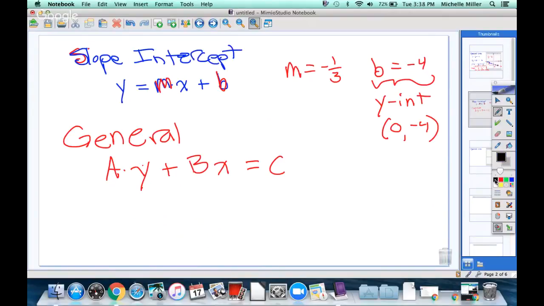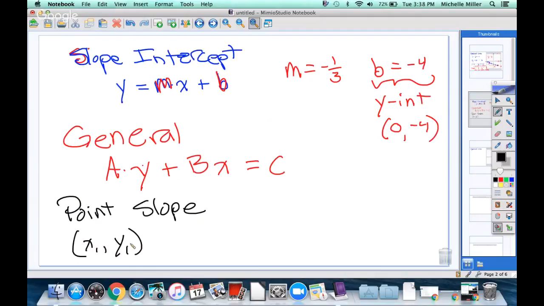The last one I listed was called the point-slope form. And what that is, given a point, (x1, y1), and the slope, m, I need to know those two things, then I can build an equation using the value of the slope and the point. So that would be y minus whatever the y value of the point is equals the slope times parentheses the variable x minus whatever the x value for that point was.